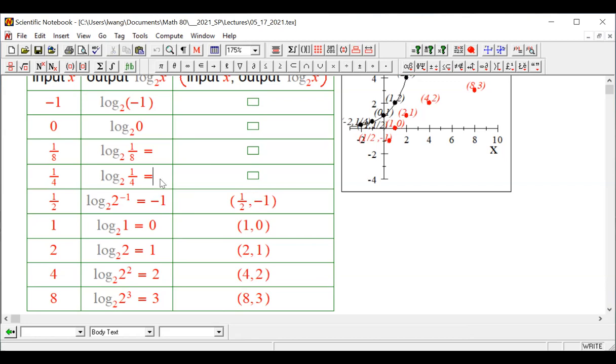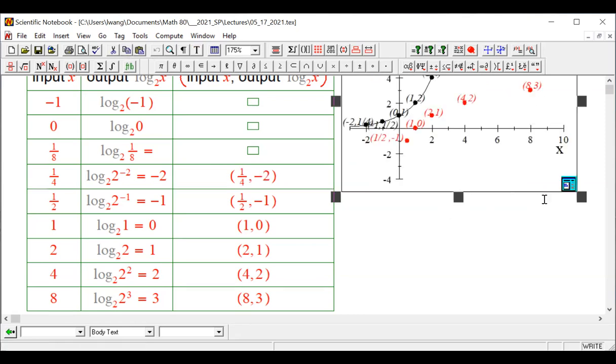So how about log base 2 of a quarter? What does that equal to? A quarter is 2 to the power of what? -2. So the output is -2. So we have the input of a quarter and the output is -2. And this point is going to be somewhere. We're going to put that on the graph.